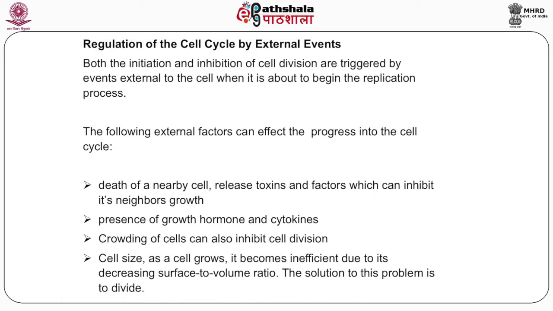Now, death of a nearby cell. If the cell is surrounded by a lot of dead cells, and the dead cells release a lot of toxins and other factors, this can inhibit the growth of the neighboring cell. Then, presence of growth hormone and cytokines. Crowding of cells can also inhibit cell division because that will lead to scarcity of nutrients. Cell size: as the cell grows, it becomes inefficient due to its decreasing surface to volume ratio. The solution to this problem is to undergo cell division and initiate the cell cycle.